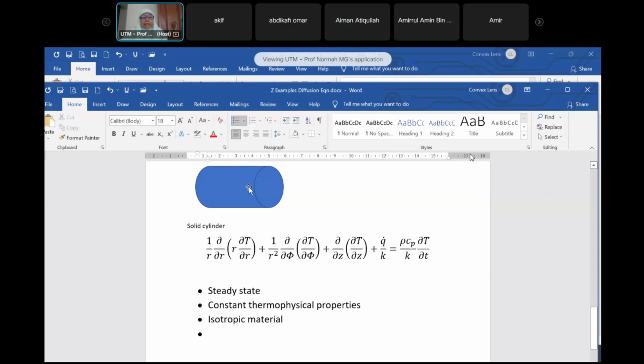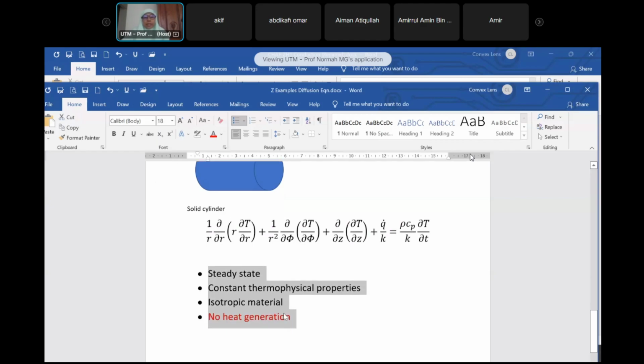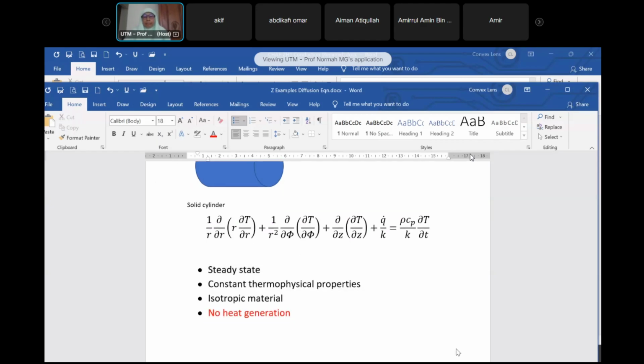So if there is no heat generation, Q, then you can put no heat generation. Yes. No heat generation. What else?